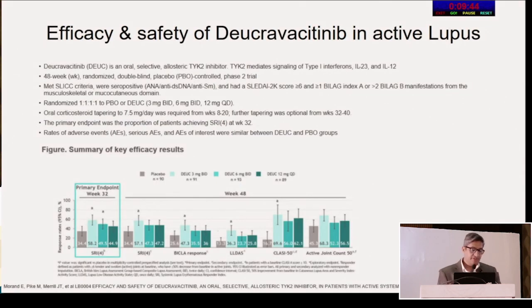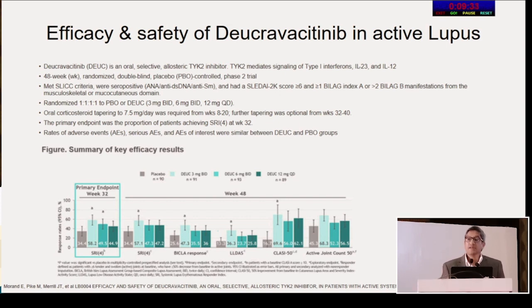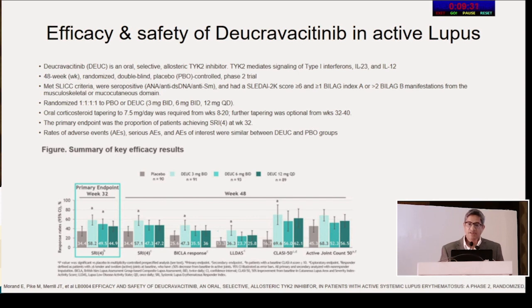How about lupus? A lot of data about TYK inhibition in lupus was presented in this EULAR. Deucravacitinib is an oral TYK2 inhibitor, and TYK2 mediates signaling of type 1 interferons, interleukin-23 and interleukin-12. This is already approved for plaque psoriasis by the US FDA. This was one of the earliest studies as far as lupus is concerned.